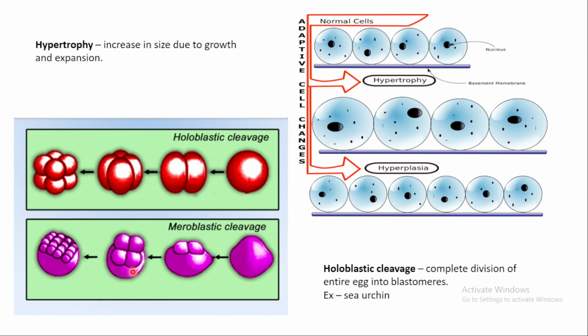Yes, Ajay is mentioning something very interesting in the comment section. Hypertrophic obesity is reversible, but hyperplastic is not. Yes, Ajay. Thanks for mentioning it. So what he is saying is that the number of cell division once increased, now there are a higher number of cells. It's irreversible. But the size of the cells if have increased, as in case of hypertrophy, can be reversible, and the cells can gain their normal size back. So hypertrophy is increase in size due to growth and expansion, and holoblastic cleavage, complete division of the cytoplasm.